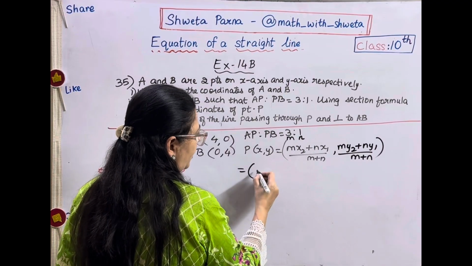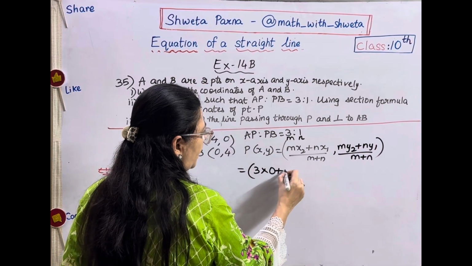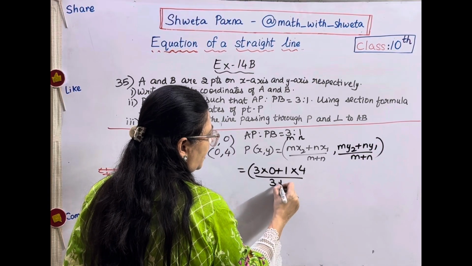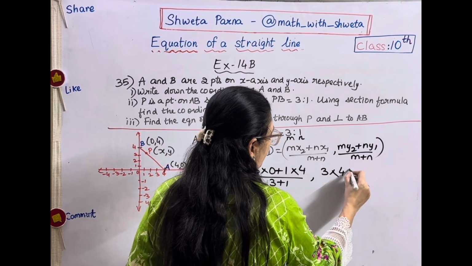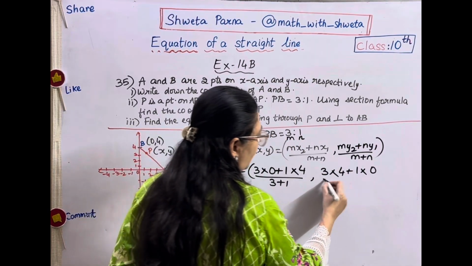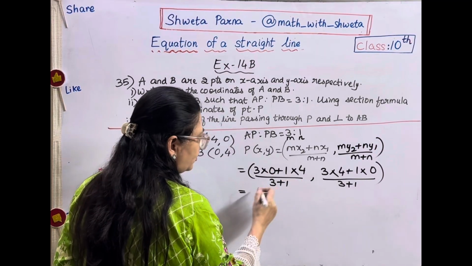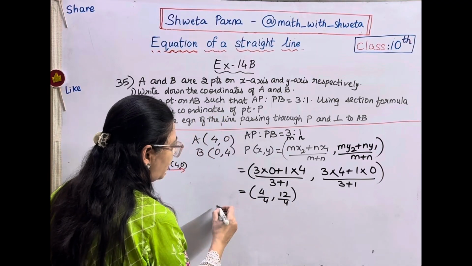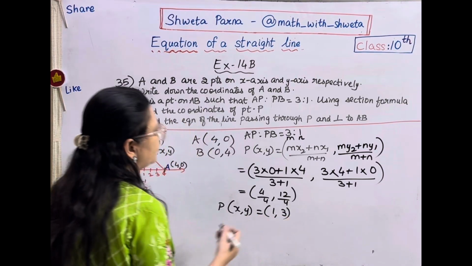So m is 3 into x2, x2 is this, which is 0, plus n into 4 upon m plus n, which is 3 plus 1. And m is 3 into y2, which is 4, plus n into y1, y1 is 0, upon 3 plus 1. So 3 into 0 is 0. So this is 4 upon 4 and this is 12 upon 4. So the coordinate P(x, y) is 1 and 3.